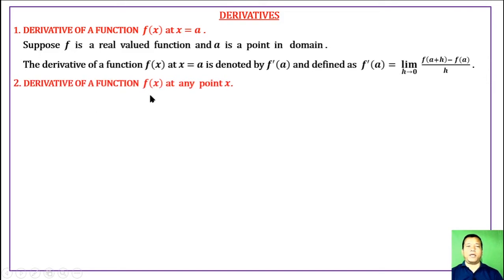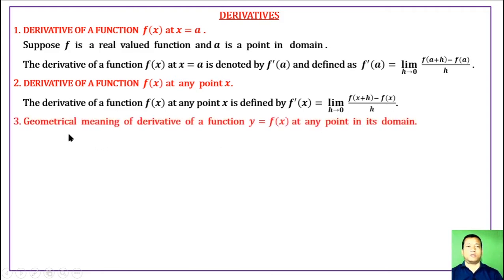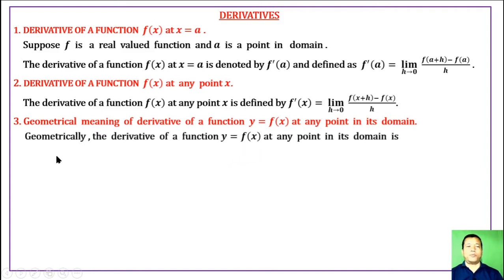Derivative of a function f at any point x. The derivative of a function f at any point x is defined by f dash of x equal to limit of f of x plus h minus f of x by h, as h tends to 0. Geometrical meaning of derivative of a function y equal to f of x at any point in its domain. Geometrically, the derivative is the slope of the tangent to the curve y equal to f of x at the point.